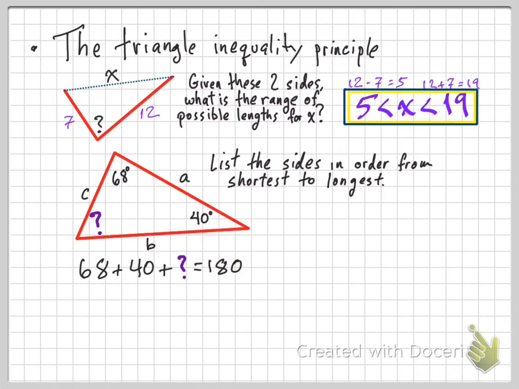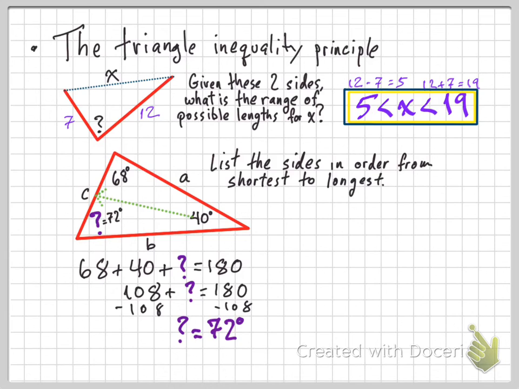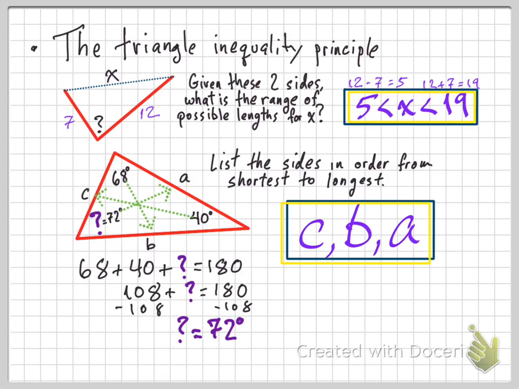So hopefully you remember that the three angles inside a triangle, the three interior angles, add up to 180 degrees, so you can quickly figure out that third angle there is 72 degrees. Okay, 72 degrees. So now I can list the sides of the triangle from shortest to longest. I see 40 degrees is the smallest angle. Opposite that is side C, so that's my first side. 68 degrees is the next biggest angle, and the side opposite 68 degrees is side B. And finally, side A is opposite the largest angle, and there's my list of the three sides.